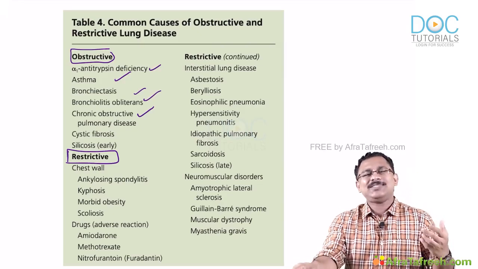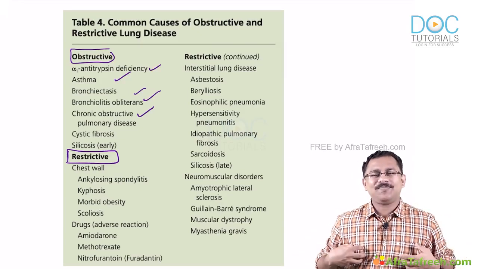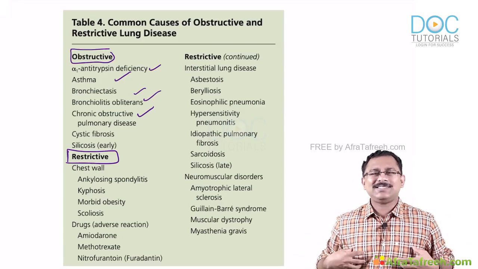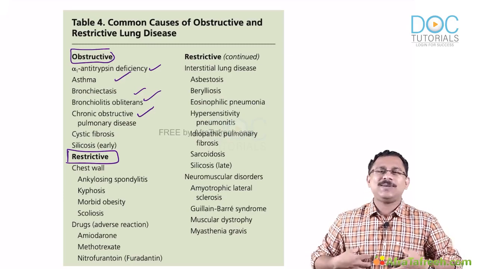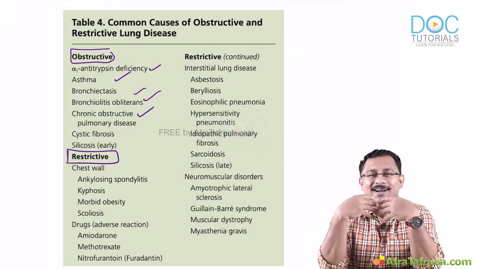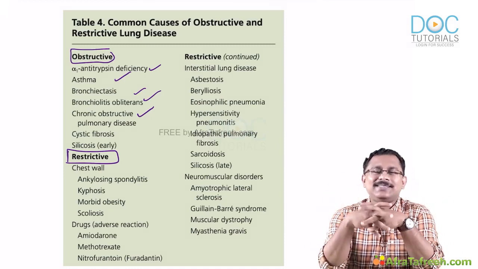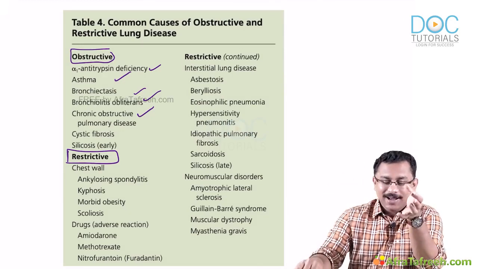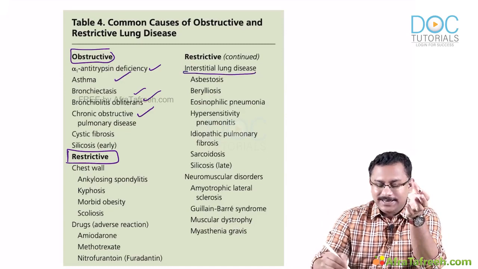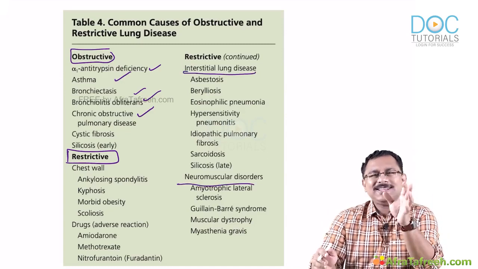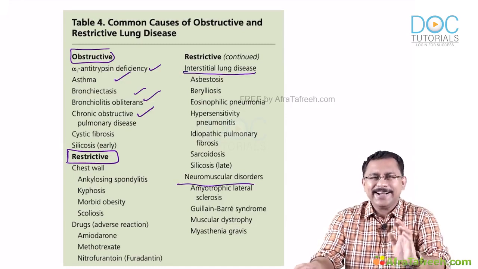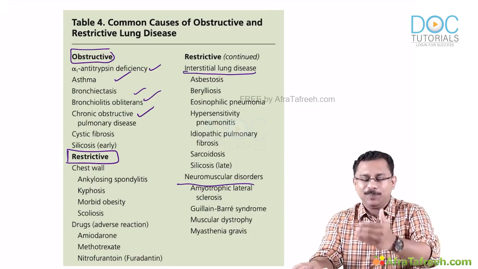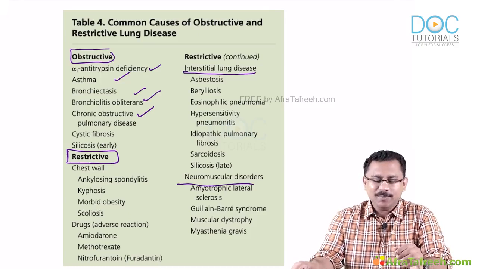Restrictive can be a chest wall problem, like kyphosis, and obesity can be a problem, and neuromuscular junction problems you can have in diseases like myasthenia gravis. Then you can have lung problems like interstitial lung diseases. All these are causes of restrictive lung diseases. Detailed discussion has been done under separate topic discussion in this respiratory module.